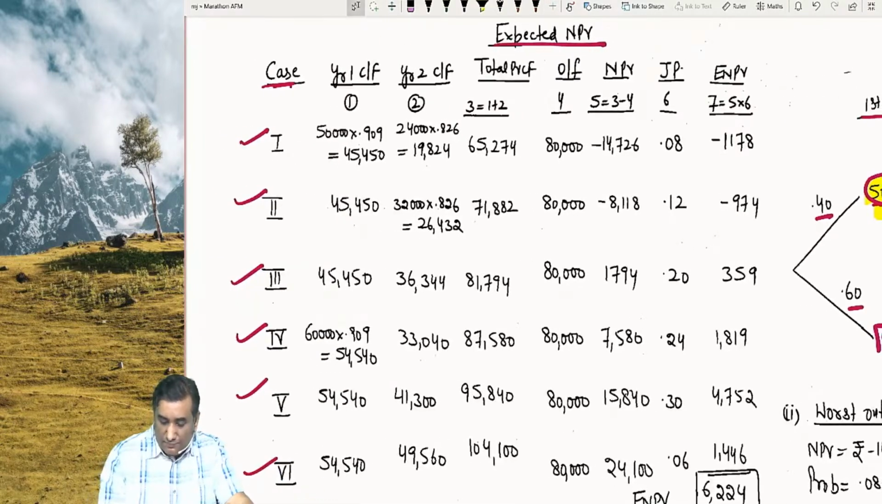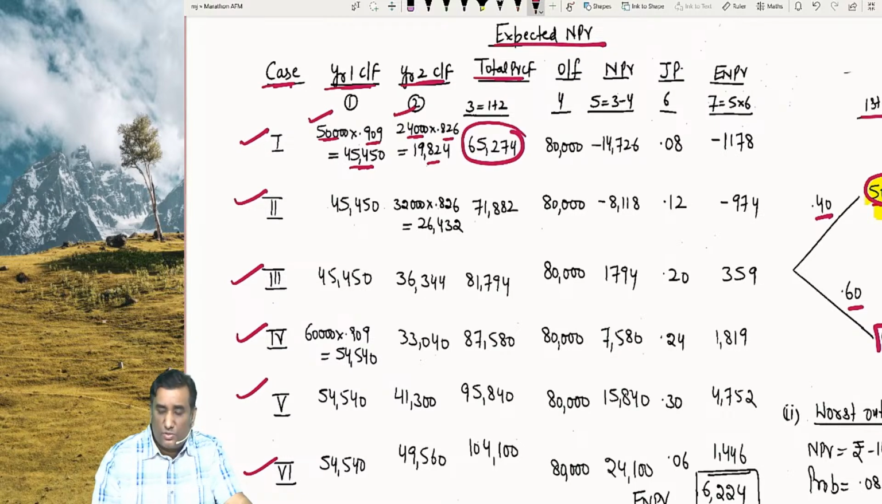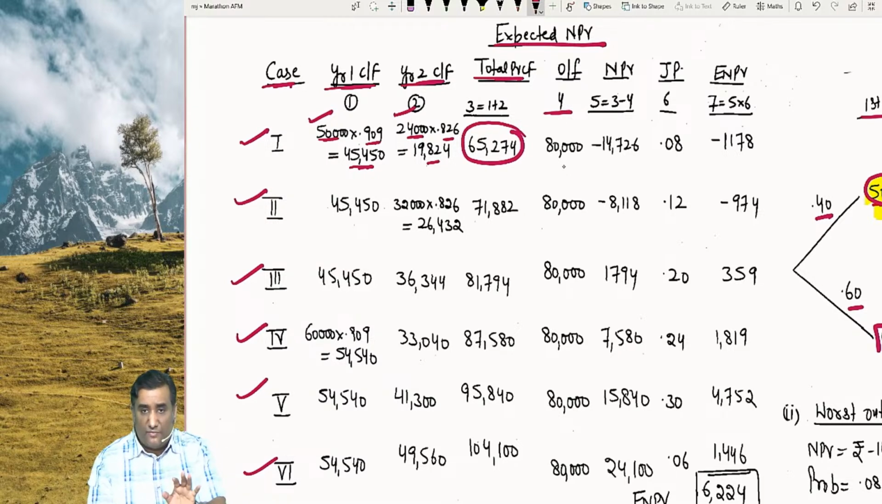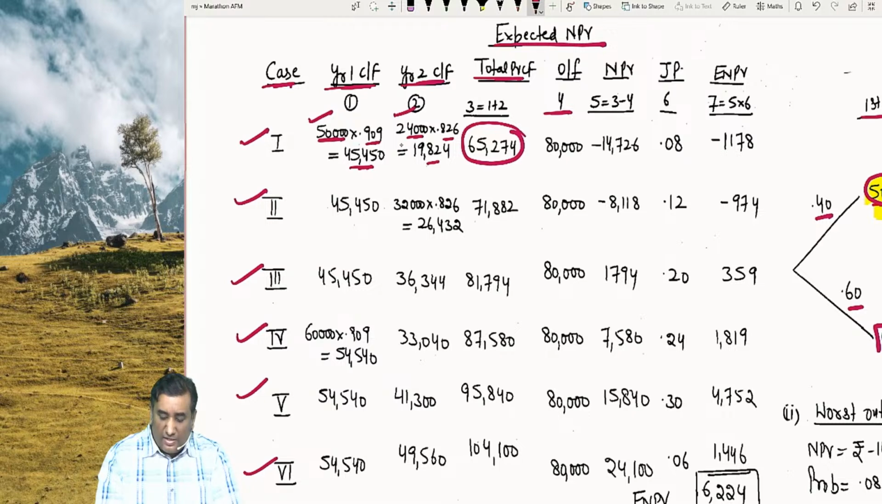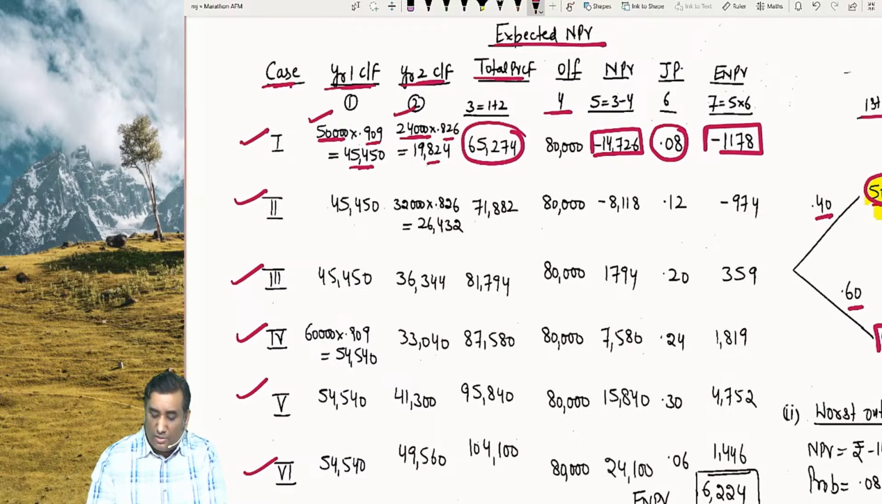If you look at the year 1 cash flow, you will earn 50,000. The first year factor is used to calculate the present value of the cash flow. The second year would be 24 into 0.826. So the total PVCF would be first year plus second year, 65,274. How much was your outflow? 80. We are not multiplying 80 with probability, and we have not multiplied the probability yet. It's the complete 50 and the complete 24; only multiply by the first year factor and second year factor. I get a negative NPV, with 8% probability. The probable NPV is 1178.